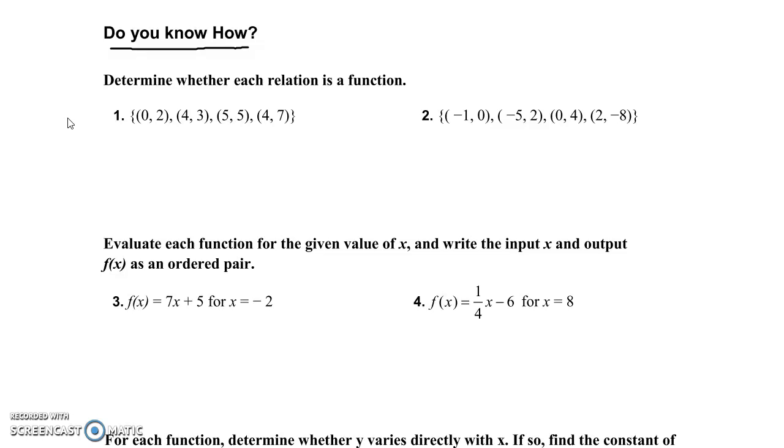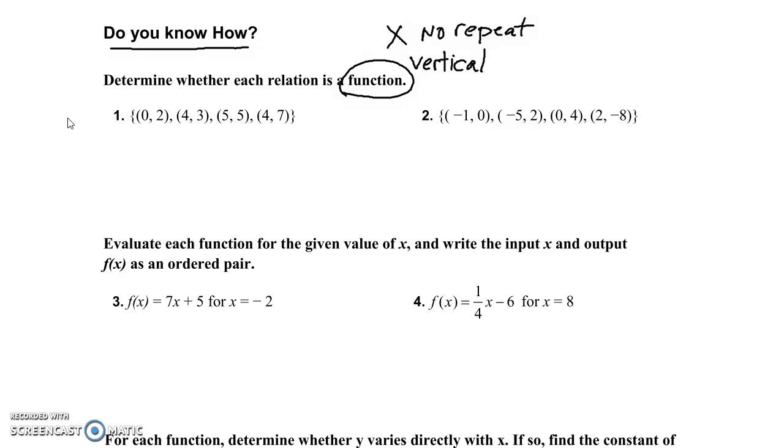Determine whether each relation is a function. Remember, a function has a couple things. The x does not repeat, right? No repeat, right? And then another thing is it has a vertical line test that also passes.